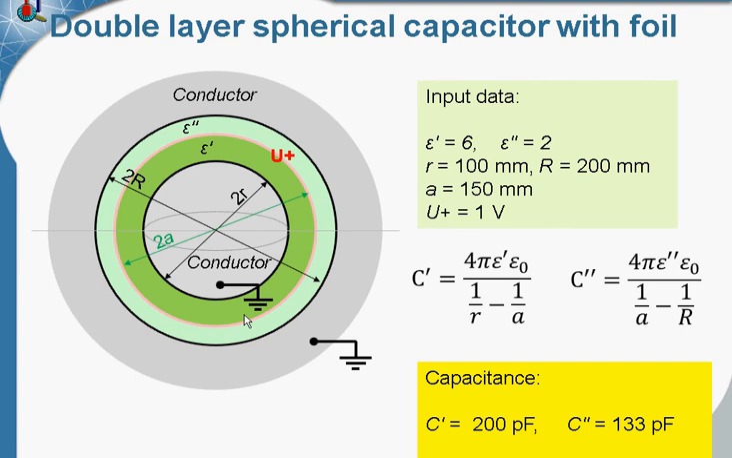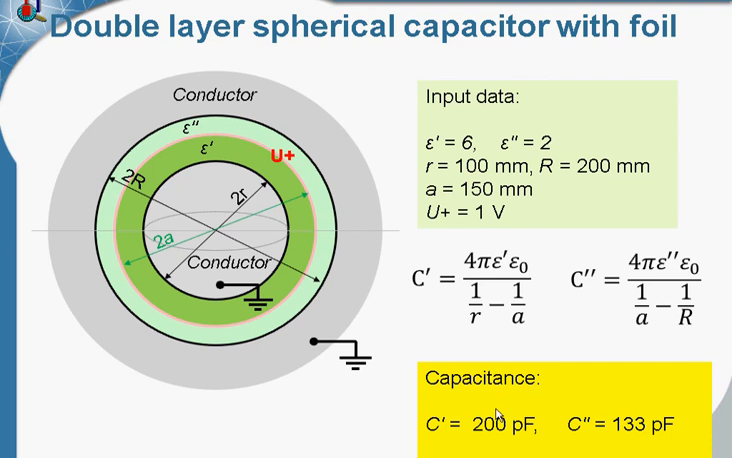Our task is to calculate the capacitance between the spheres. In fact, the foil divides the capacitor into two capacitors. And here you can see the analytical solution to calculate the capacitance of each of the capacitors. We will simulate this case in QuickField and compare our results against the analytical solution.